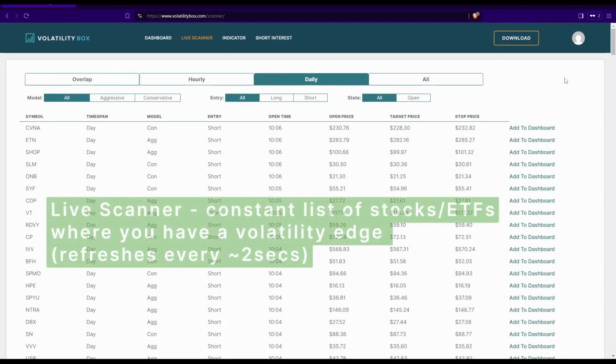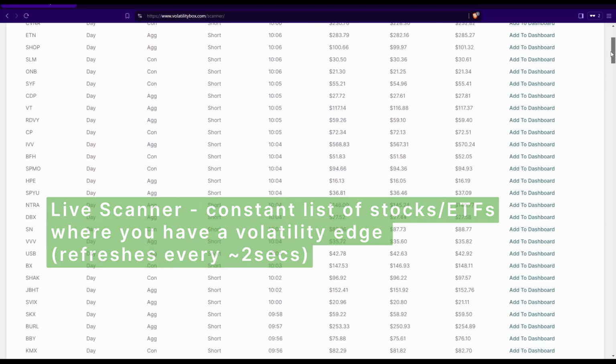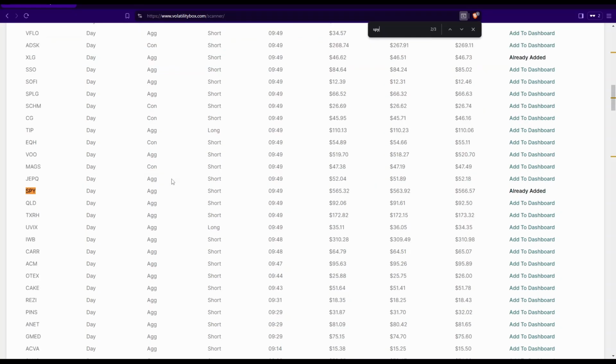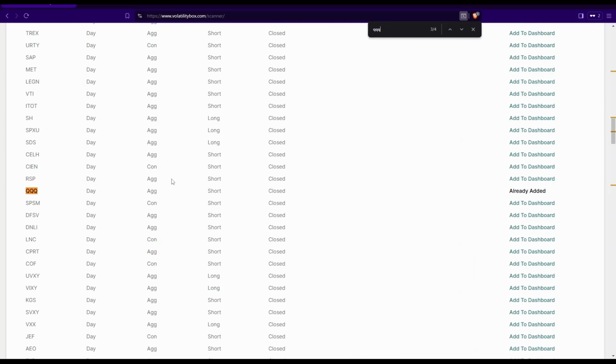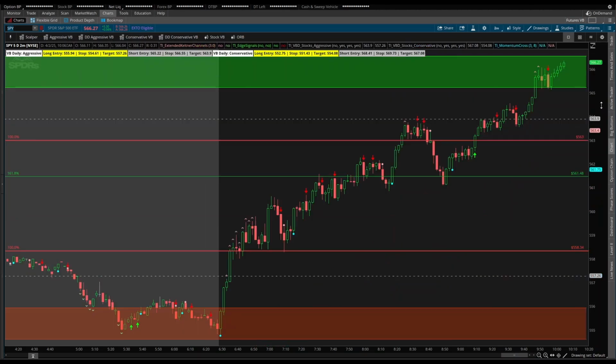If we come into the live scanner, you'll notice there's a lot of stocks on the scanner right now. Out of these stocks, there's some names that stand out. SPY is one of them. If we take a look, we'll see SPY right here breaching its aggressive models, along with QQQ, also its aggressive models. Now let's come into ThinkOrSwim so we can actually see this trade setup.